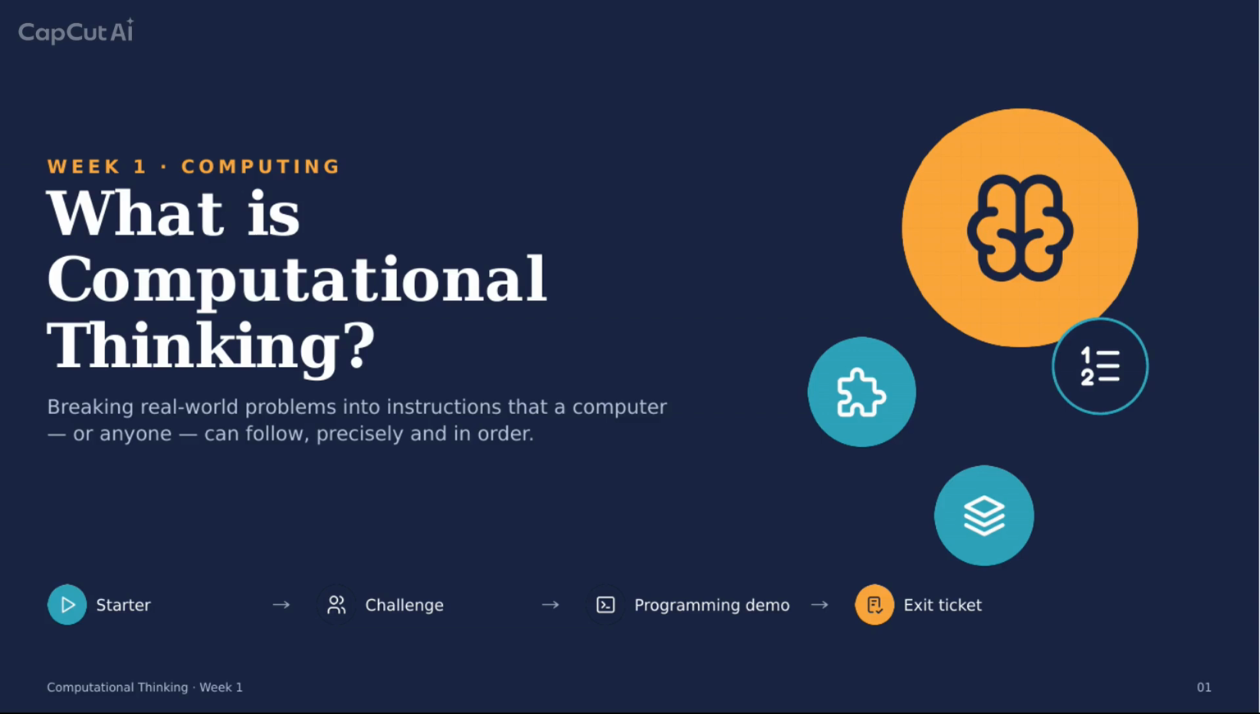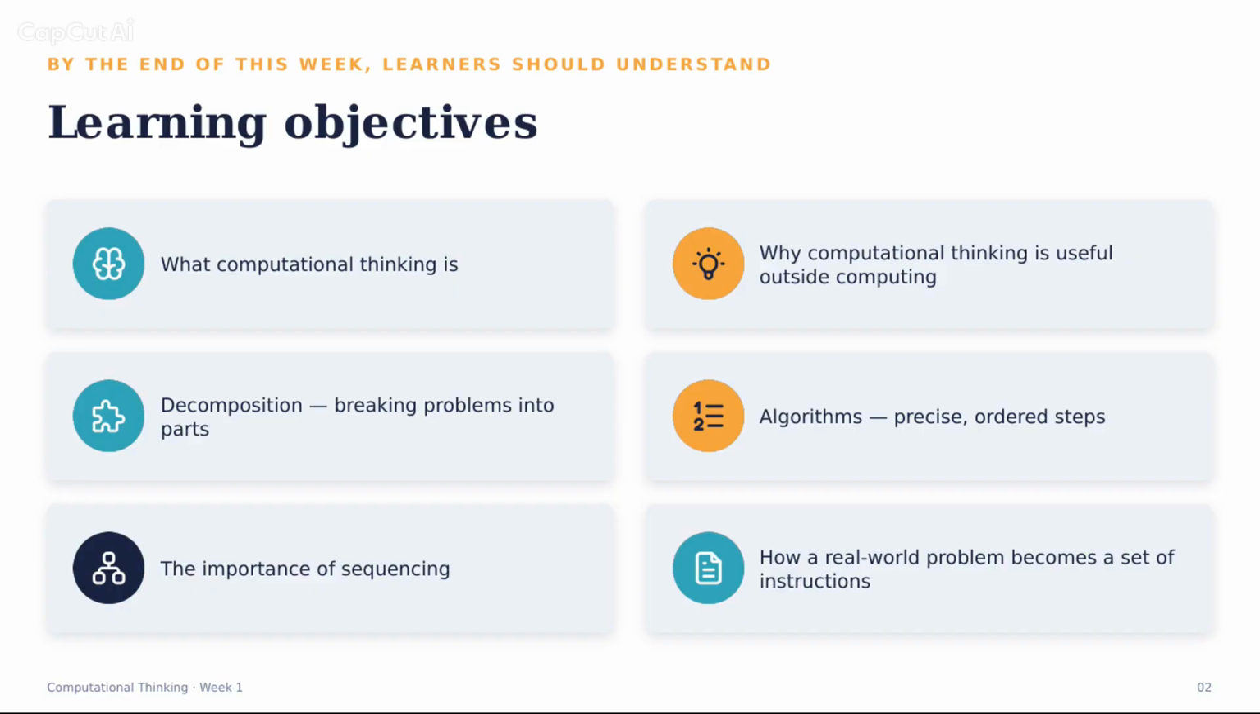In this video, I'm going to teach you computational thinking, the exact same thinking process that programmers use to solve problems, and one you can start using today with or without writing a single line of code. Let's get into it. So, what is computational thinking? At its core, it's about breaking real-world problems into instructions that a computer, or honestly anyone, can follow precisely and in the right order.